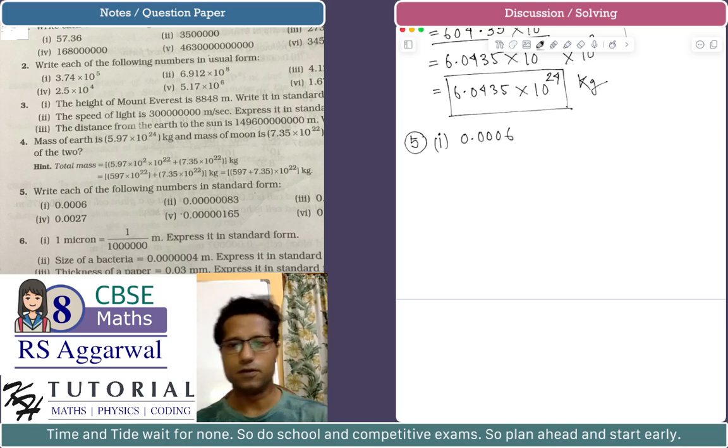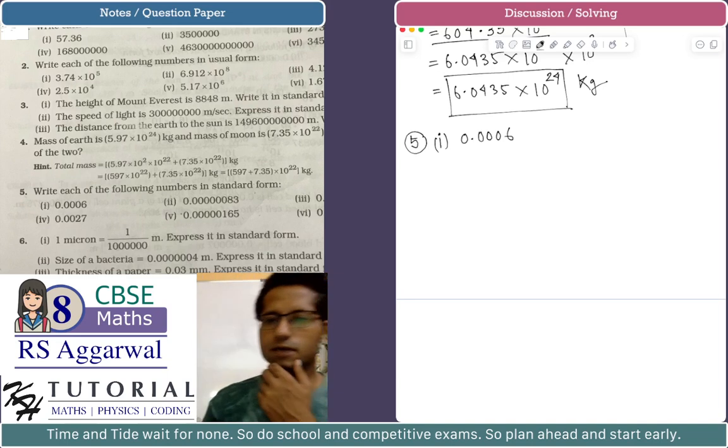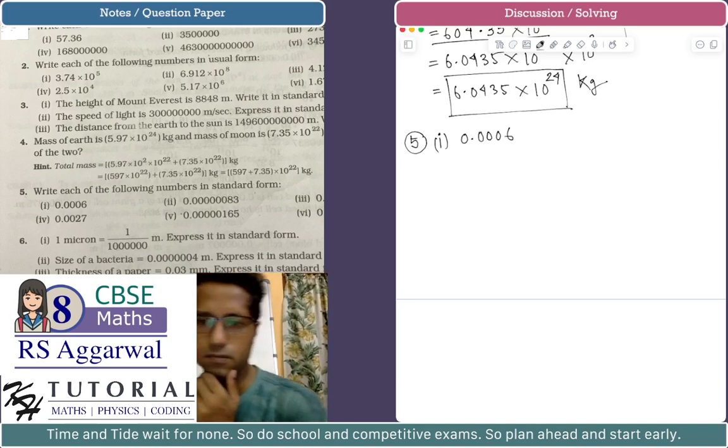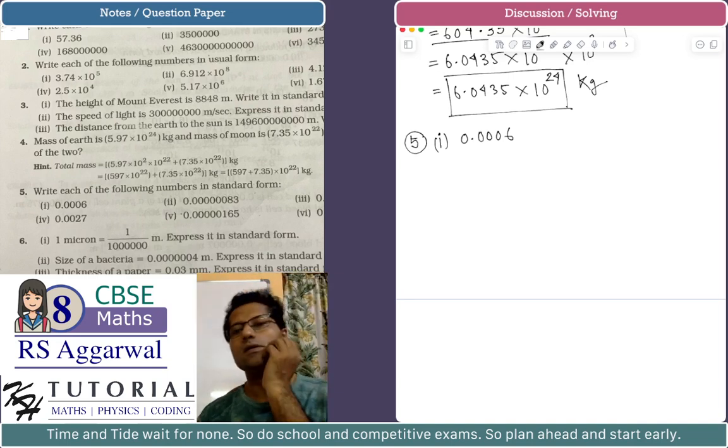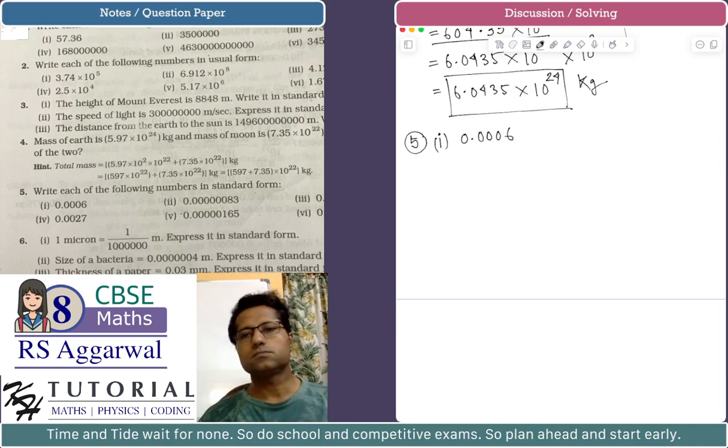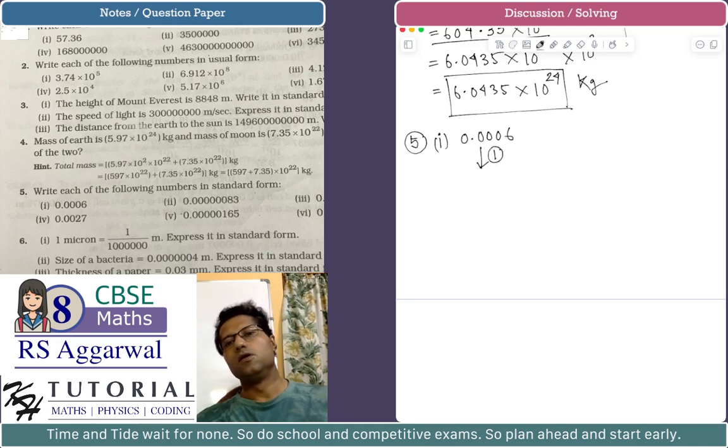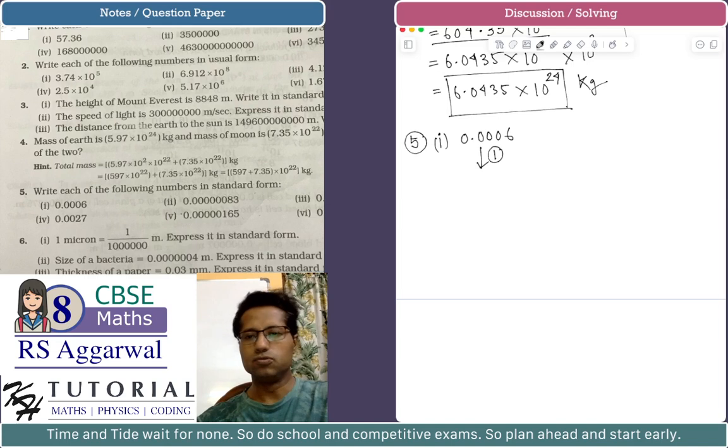0.0006. I have to convert it into standard form. So what were the logical steps to express a very small number in standard form? After step 1, I will count the number of digits to the right of the decimal point up to the first non-zero digit. In this example, it is 6.